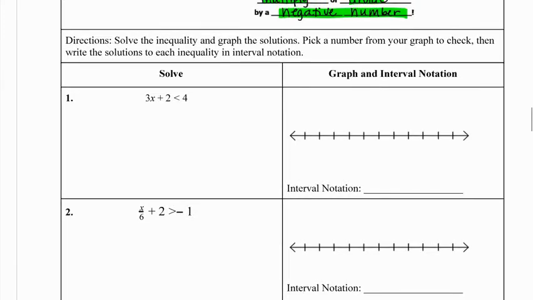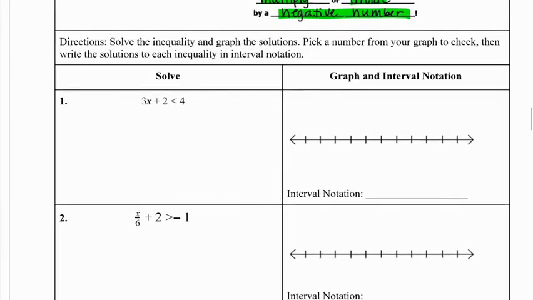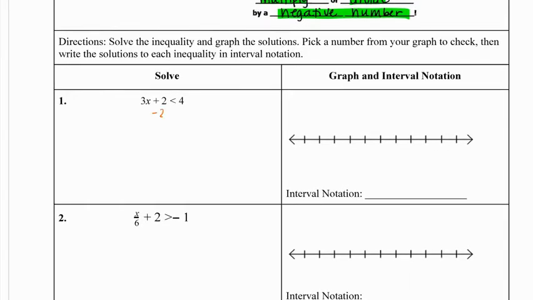Number 1, 3x plus 2 is less than 4. To solve, just like solving equations, we subtract our 2. We want to isolate our variable, get it by itself. So we subtract 2 from both sides, and then we need to divide both sides by 3. And x is less than 2/3.